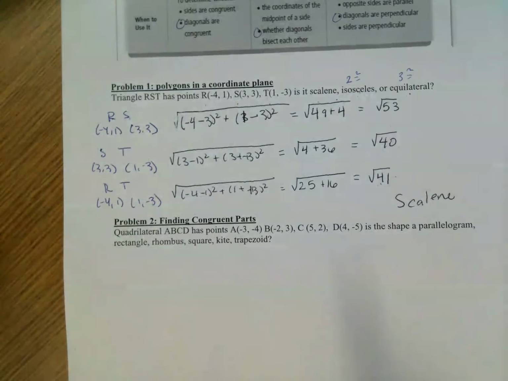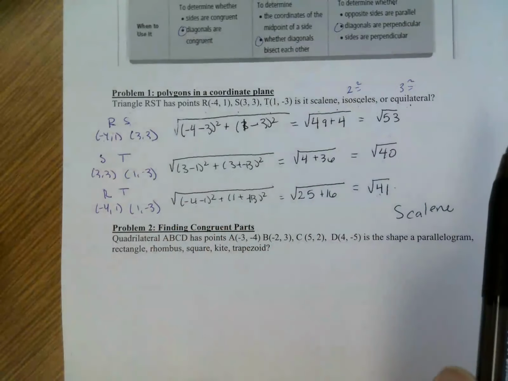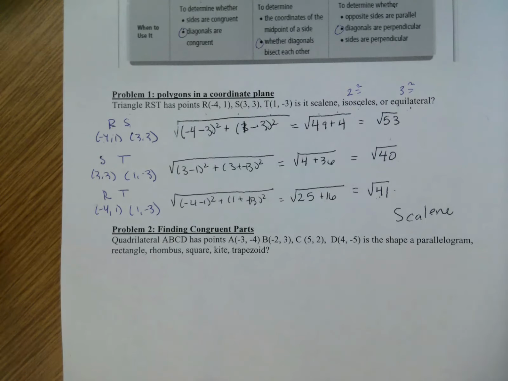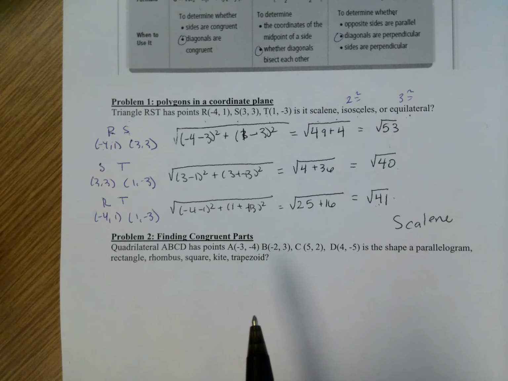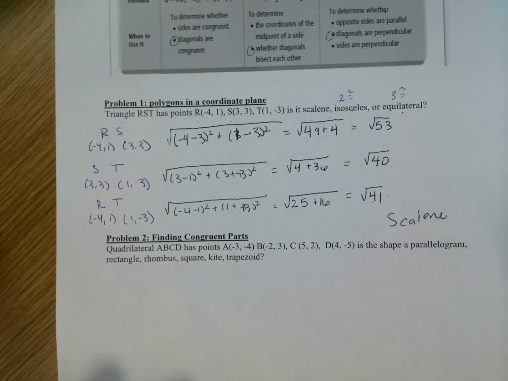Okay, scalene. So now we actually are given a quadrilateral, and we want to see if this shape is any of these that are in this list. So I'm going to actually focus on the diagonals of this quadrilateral because it's a little bit shorter. Because if I wanted to figure out the side lengths and the slopes of each side, I'm going to have to do a lot more math.